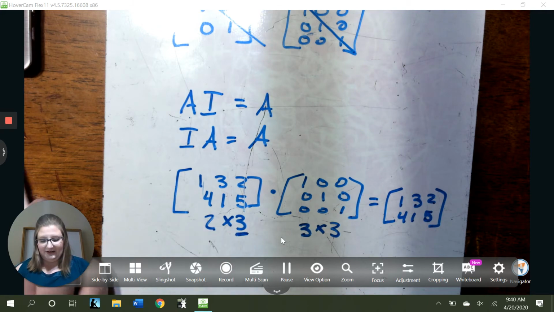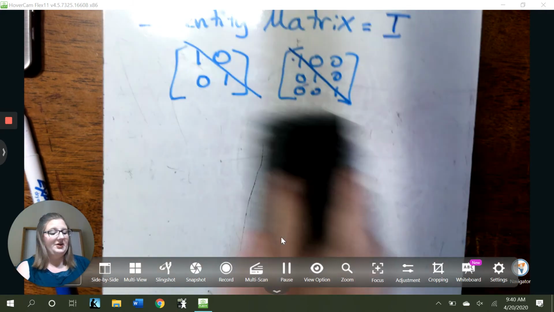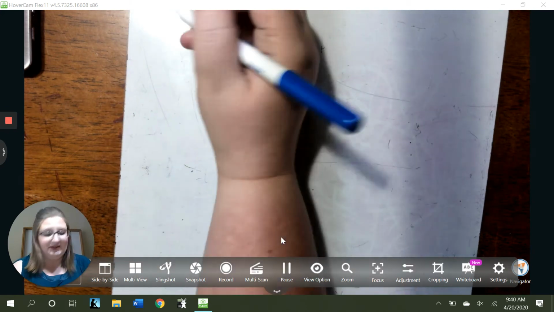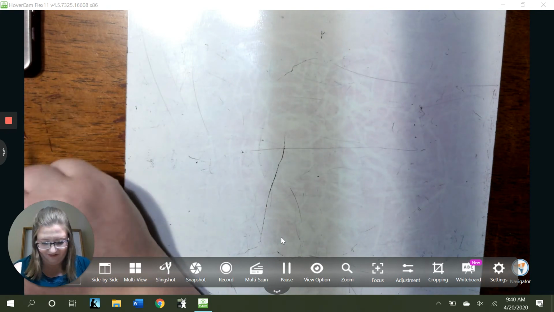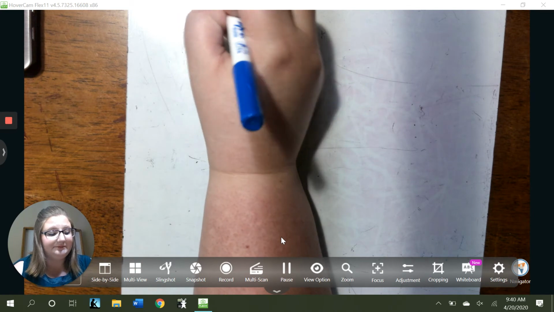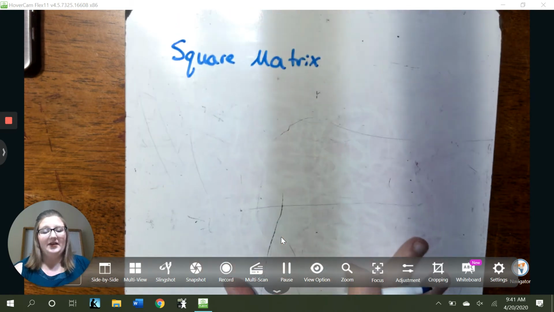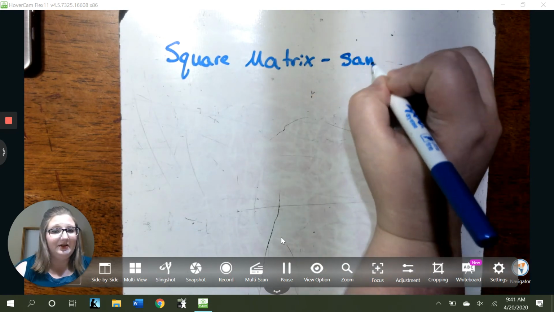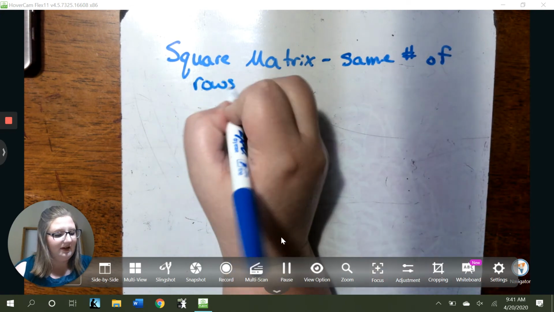All right, so now that we've talked about identity matrices, we're next going to talk about what's called an inverse matrix. But before we get to inverse matrices, there's a few things we need to define. The first is a square matrix, and this is just a type of matrix. So this is just a way of describing a matrix. So a square matrix has the same number of rows and columns.